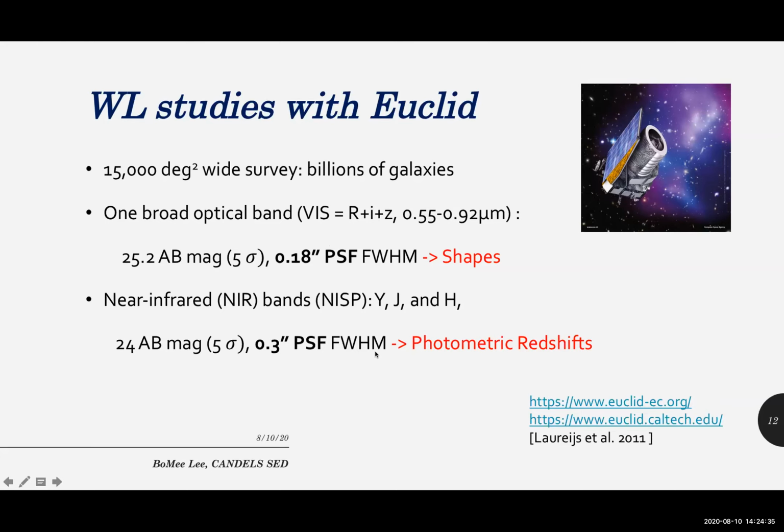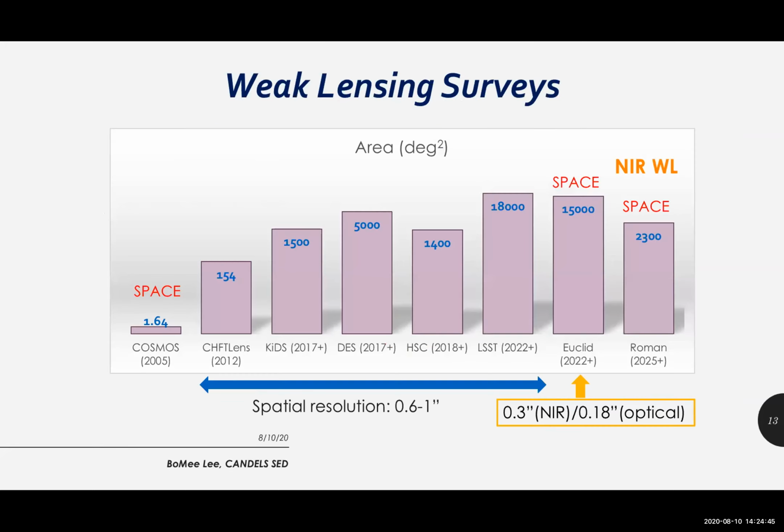So Euclid will measure the ellipticity of galaxies only with VIS in optical, which has better spatial resolution and pixel sampling. This is a diagram showing the area of all wide-area weak lensing surveys from COSMOS to the future surveys. Until now, there is no weak lensing study using near-IR imaging in a blank field, except for 4 clusters. So everything from COSMOS to Euclid, we use or will use optical images for the weak lensing, except Roman.